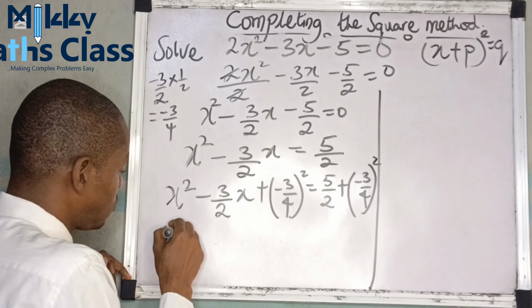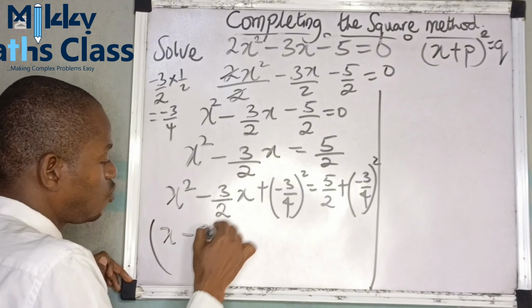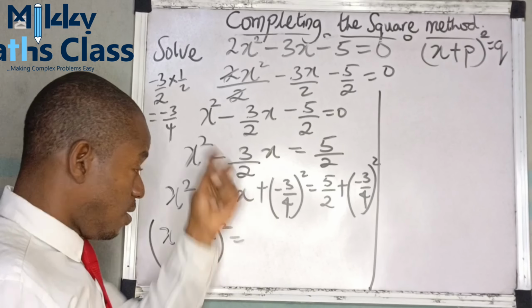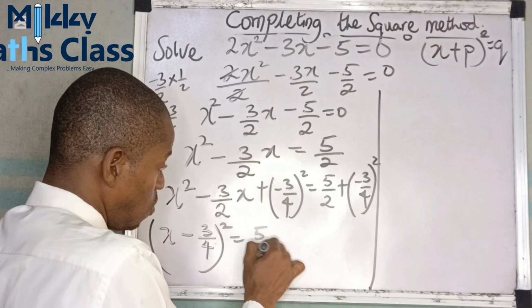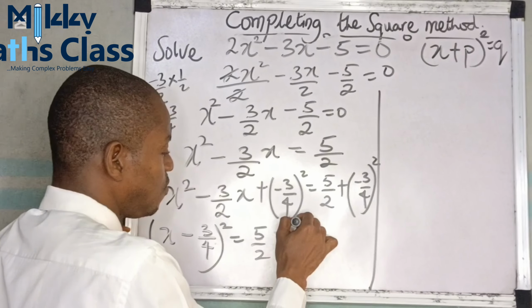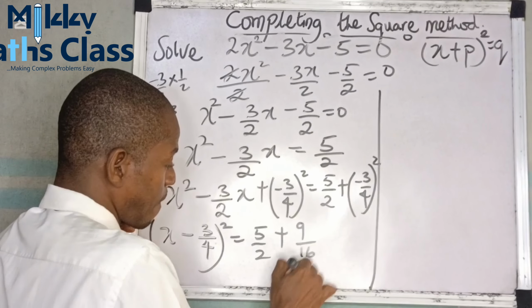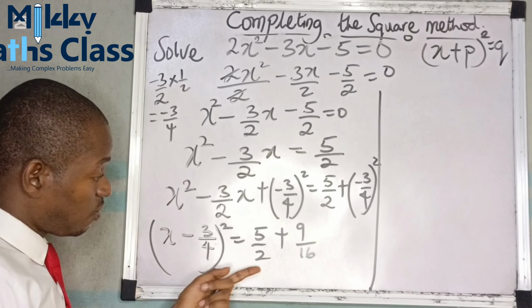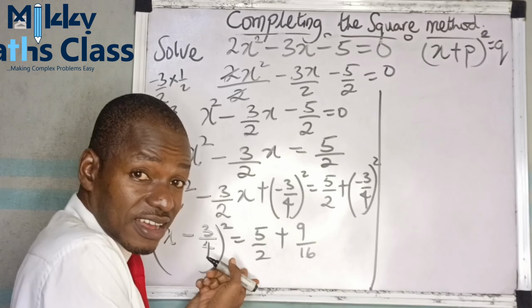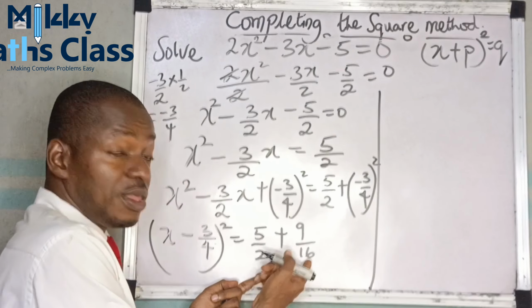So this becomes x minus 3 over 4 all squared equals, now 5 over 2, negative 3 squared is 9, because negative times negative gives us positive 9, over 4 squared, that's 16. So from here, we can look for the LCM or make 5 over 2 an equivalent fraction with a denominator of 16. What will I multiply 2 by to give me 16? That's 8. So I multiply up and down here by 8.